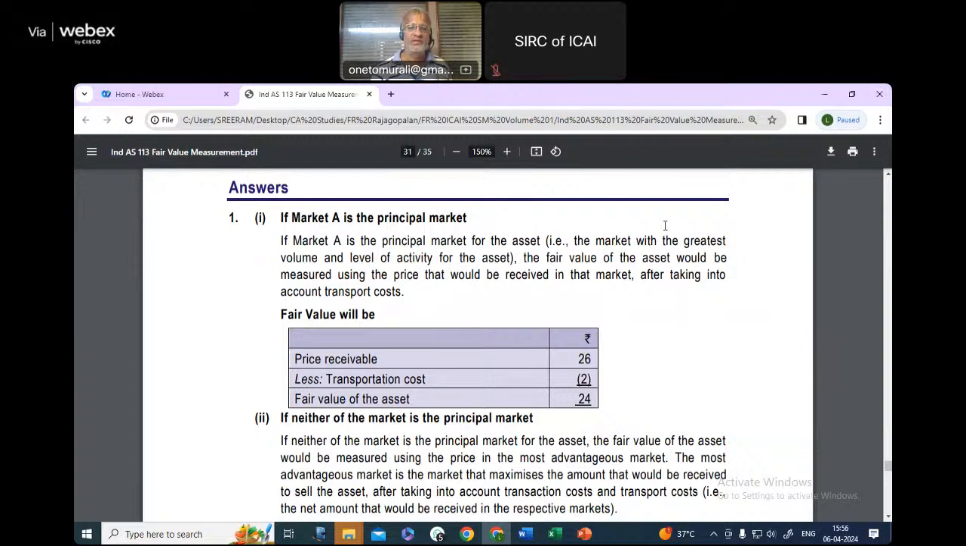Now see this: if market A is the principal market for the asset, that is, the market with the greatest volume and greatest level of activity for the asset, the fair value of the asset would be measured using the price that would be received in that market after taking into account only transportation cost. So therefore it is 24.